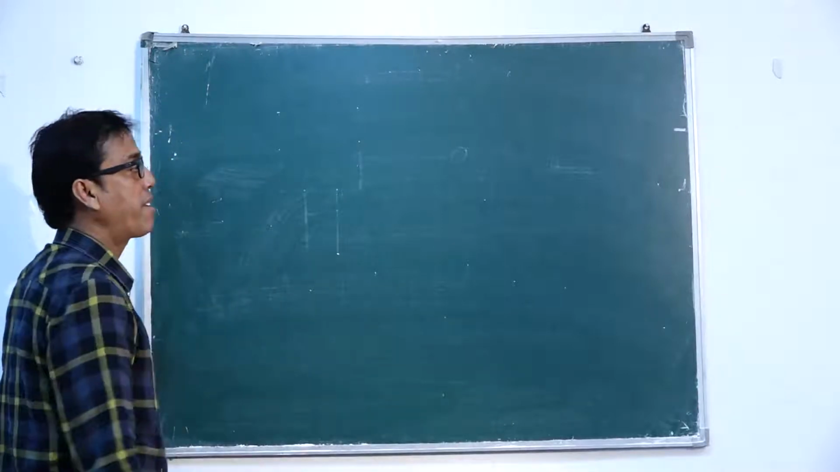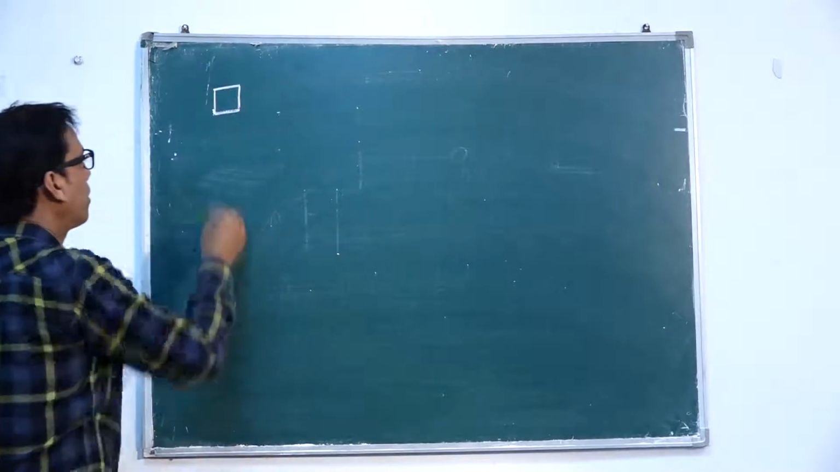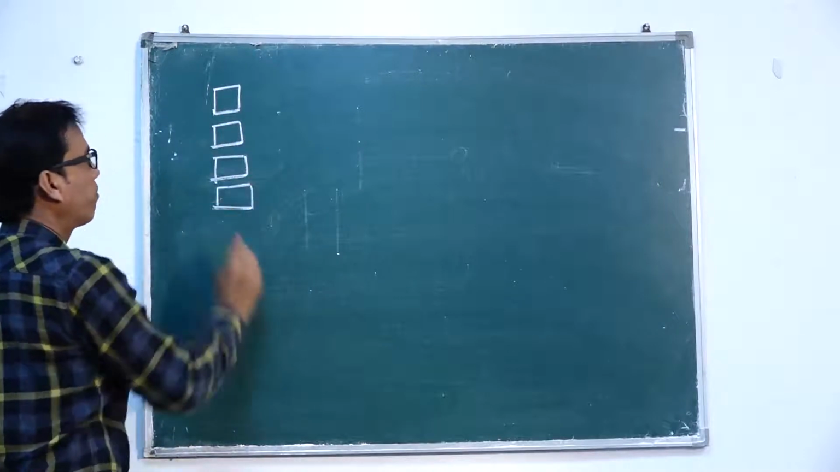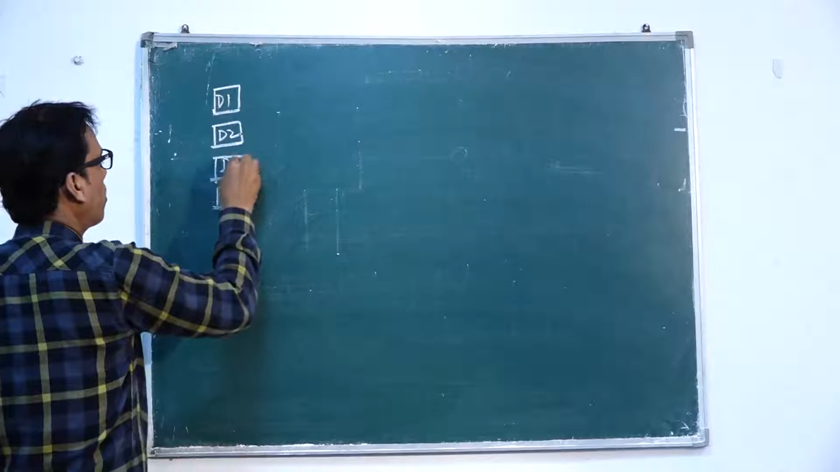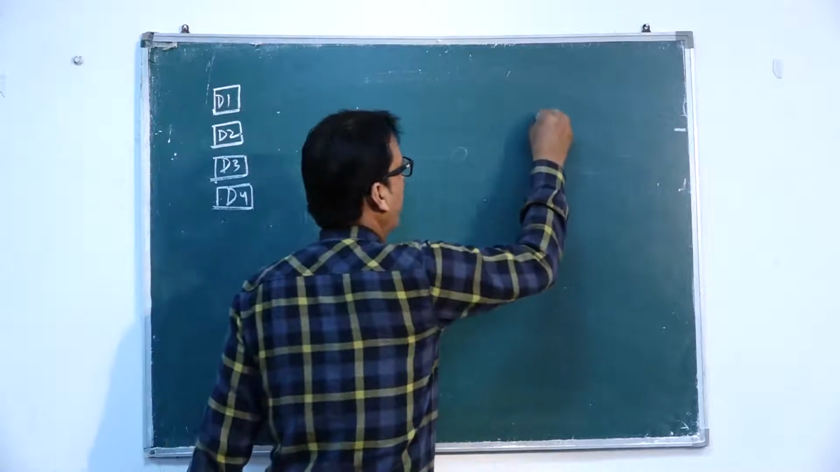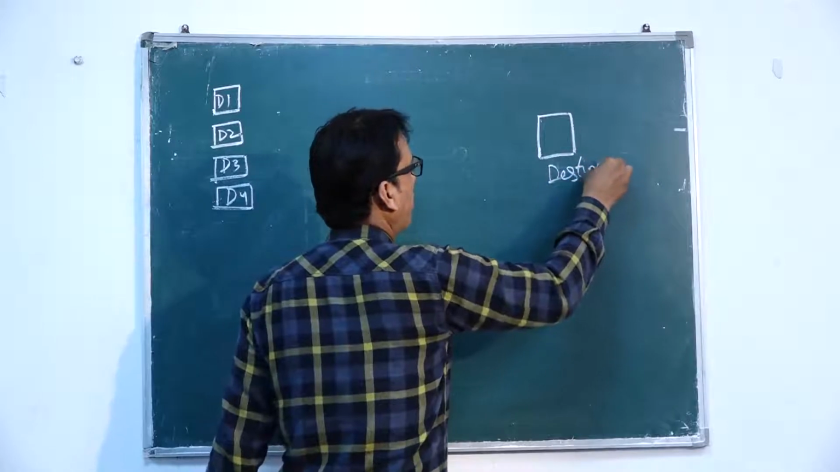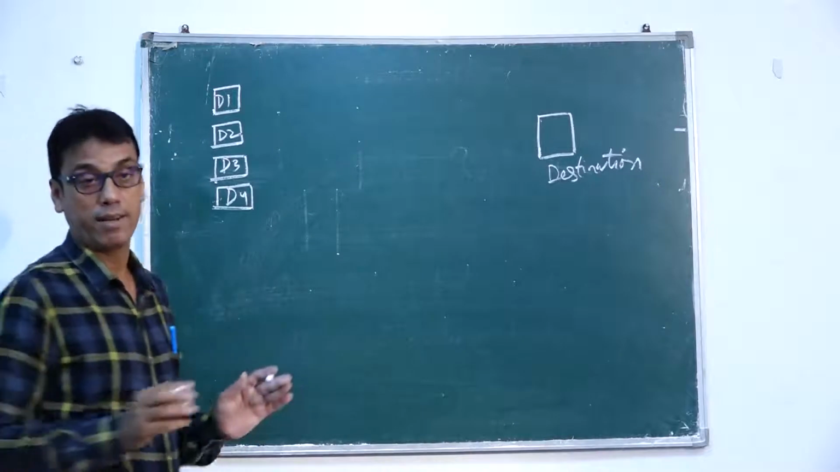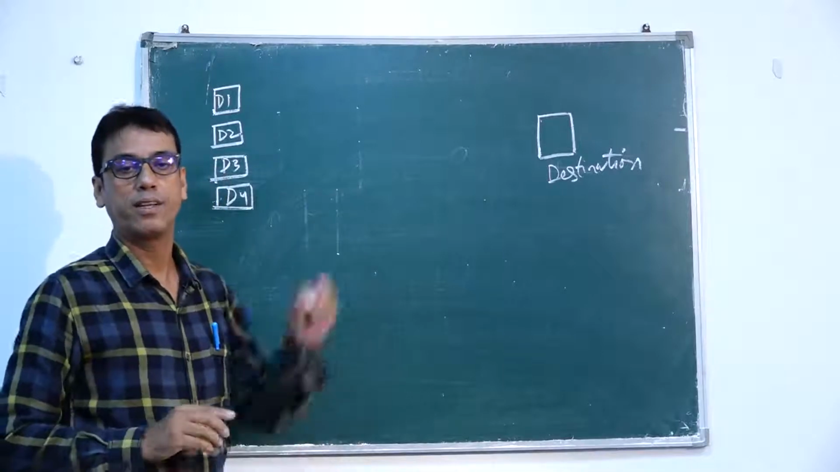What is the purpose of multiplexer? If there are device 1, device 2, device 3, and device 4, right? This is D1, D2, D3, and D4. All the devices need to send the data here. This is destination. What is the use of multiplexer? 4 devices need 4 data paths, 4 data lines to send the data.